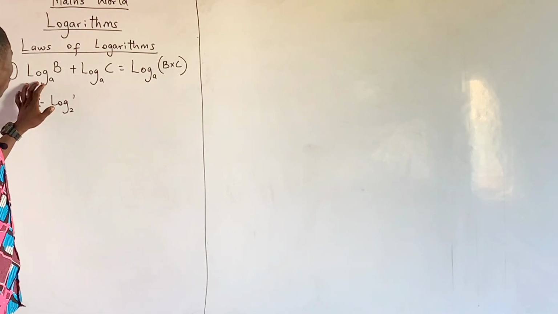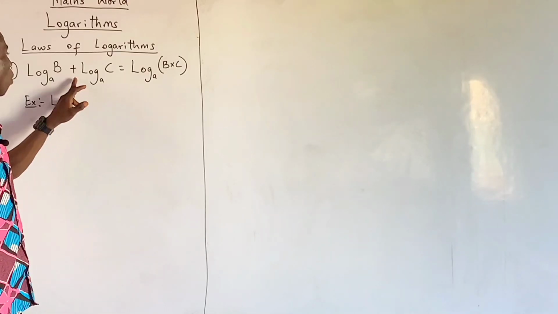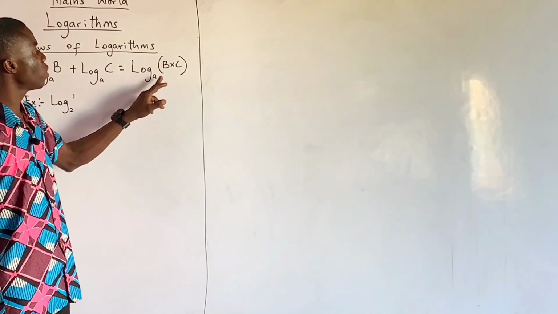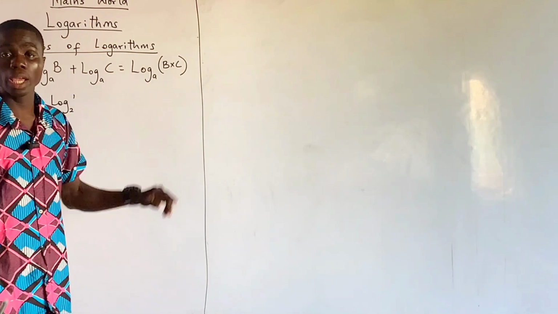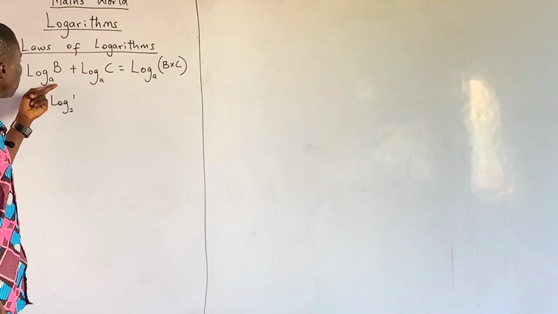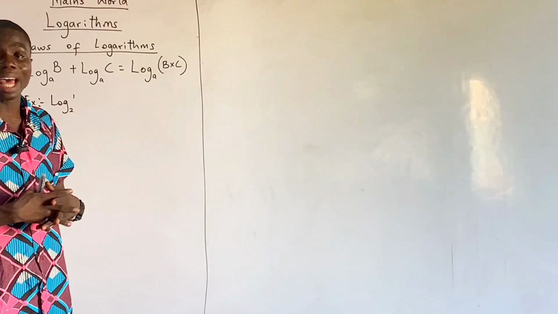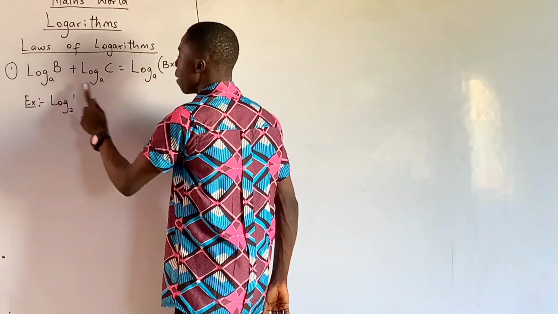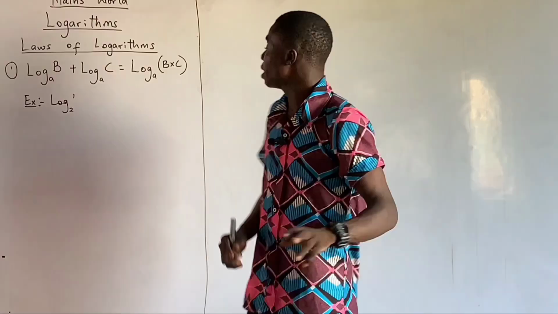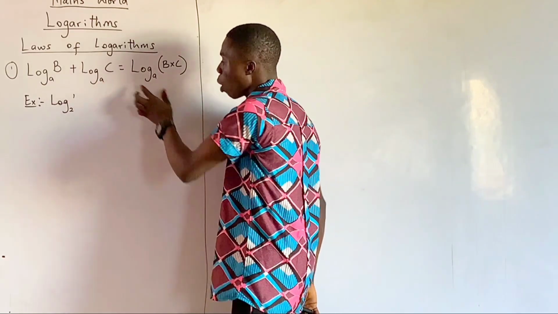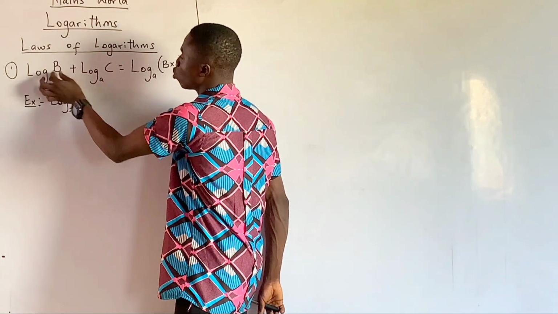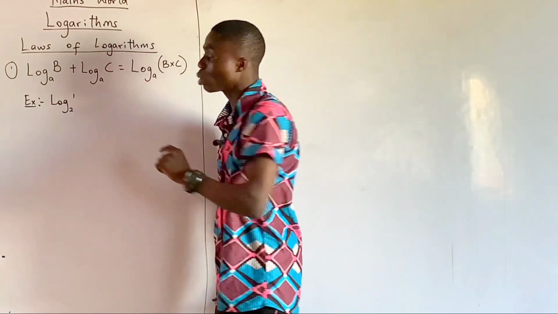It says that log b base a plus log c base a is equal to log b times c base a. It actually means that if the logarithms we are adding together have the same base, look at it very well, they must have the same base, then you take one base out. After taking one out, we multiply these two numbers. This plus changes to times.